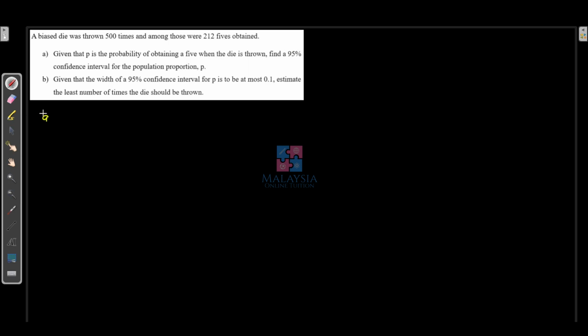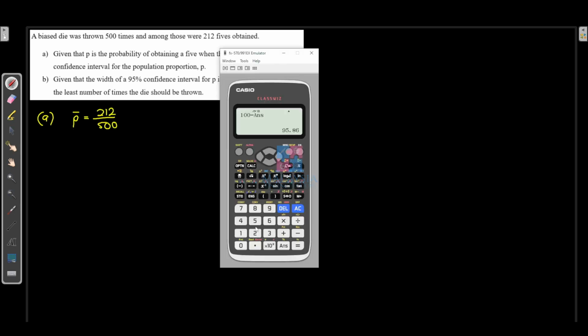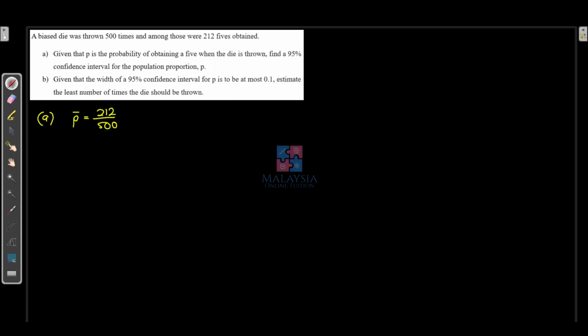For part A, we know that the die is thrown 500 times, so the sample proportion is going to be 212, the number of 5s obtained, divided by 500. We can just leave it like this. If you want to find the decimal value, that is 0.424.